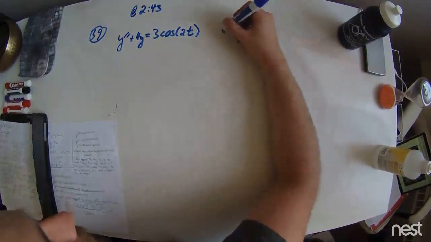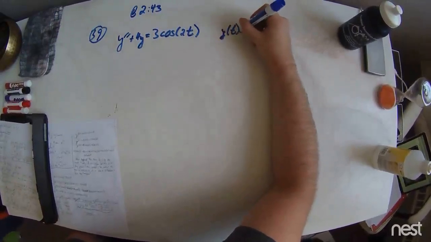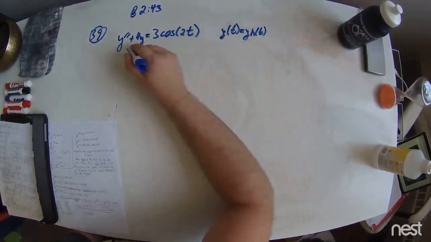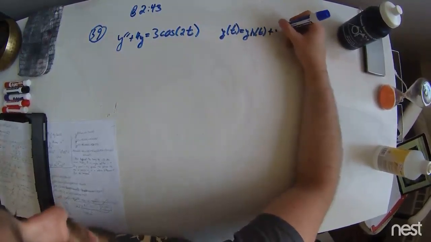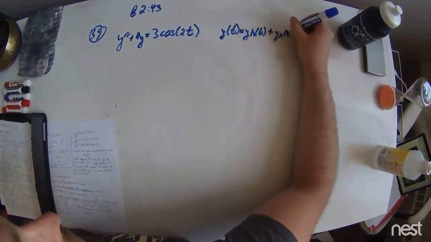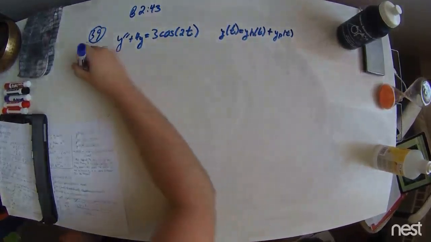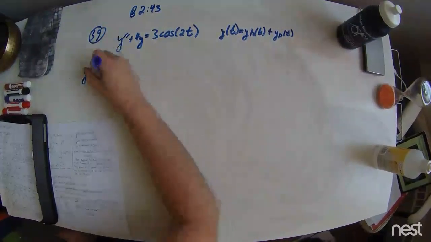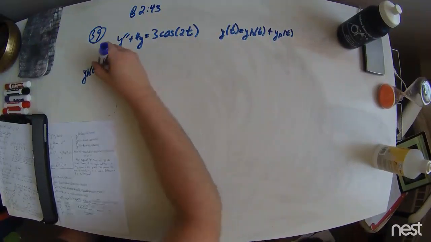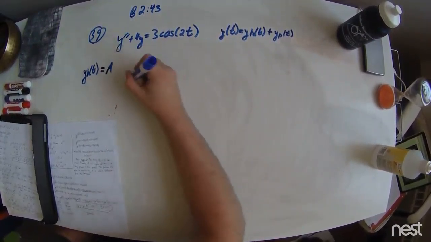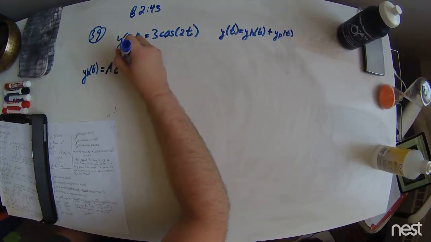Now, y of t can be constructed to equal y homogeneous of t when this ODE equals 0, plus y particular of t, our guess for the forcing function solution. Y homogeneous of t, we can assume to be some constant a times e to the rt.